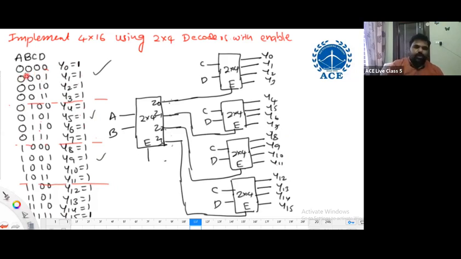I'm writing for 0, 0, 0, 0, Y0 is 1. 0, 0, 0, 1, Y1 is 1. And so on, 1, 1, 1, 1, Y15 is 1. In that, what we are saying is that in the first part, AB 00 is common. That means AB 00 enables one decoder. Second part, AB 01, right? With AB 01, the second decoder is enabled. AB 10, third decoder. AB 11, fourth one. So depending on AB, one of these 2 to 4 decoders is enabled, and depending on CD, the respective output line is 1. That is the logic we have been using.